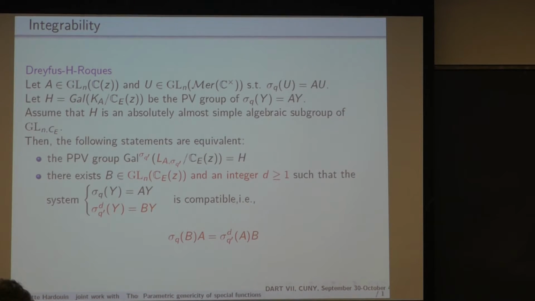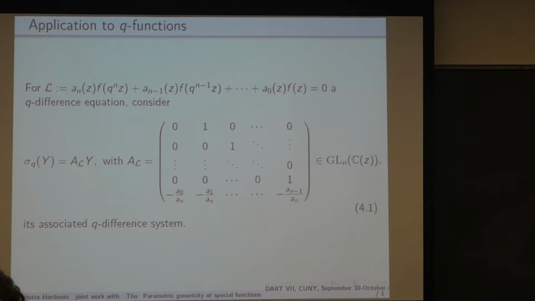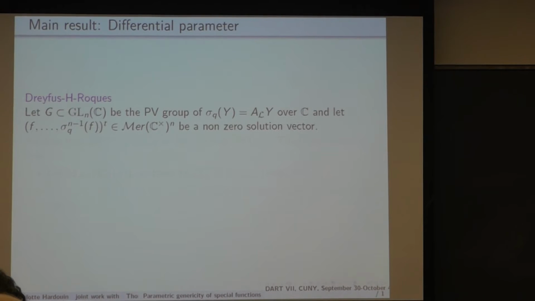So this theorem tells you that if you have some sigma Q prime algebraic relation among the solutions, then it must be a linear relation. That's where we come to the theorem of Schenker-Zinka. Okay, so now the application to the Q function. I'm taking a Q-difference equation or its companion system. And we have the following.